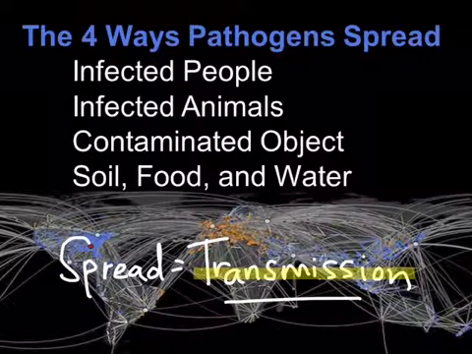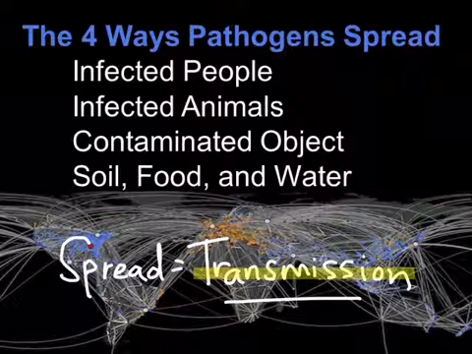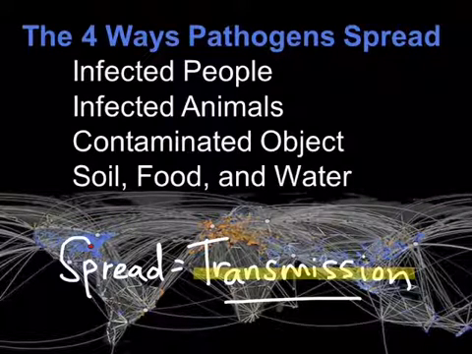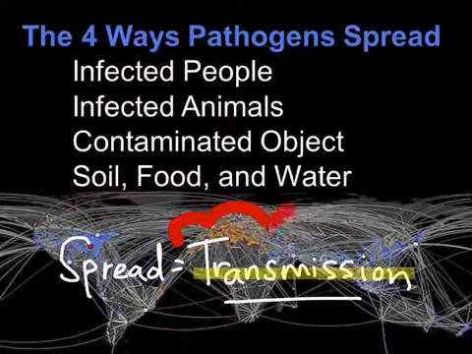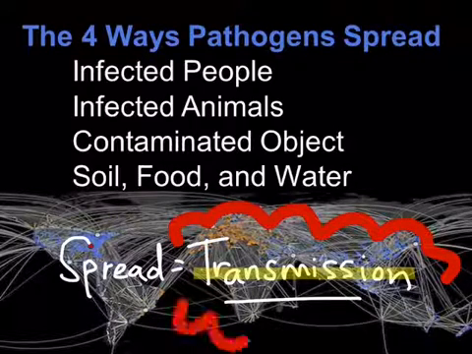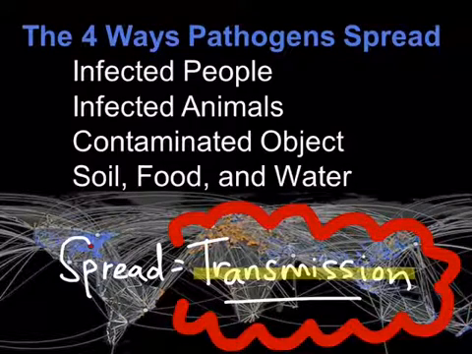All right, here's the new stuff. There are 4 main ways that pathogens can spread, and they're infected people, infected animals, contaminated objects, and soil, food, and water. The spread of diseases is called transmission. Very important word when we're talking about disease.